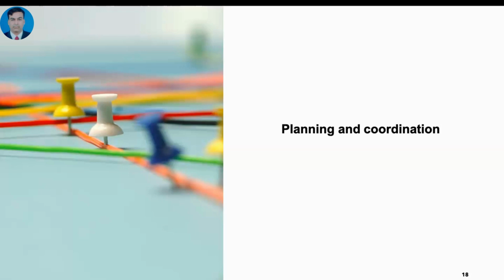Method statement. Based on the risk assessment, the contractor should develop a safe working method statement. This document outlines the step-by-step procedures and precautions to be followed during the work to ensure the safety of the workers and others.